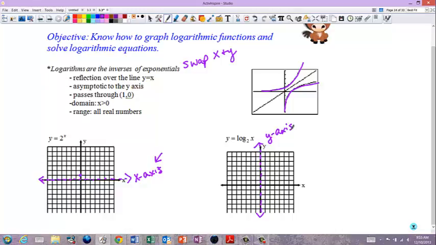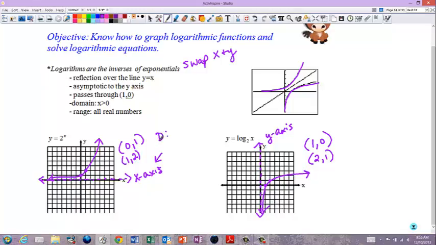2 to the x passes through the point 0, 1. So if I swap x and y, the log graph is going to pass through the point 1, 0. 2 to the x goes through the point over 1, up 2. So my log graph is going to go through the point 2, 1. Here, my exponential graph looks like this. My log graph looks like this.